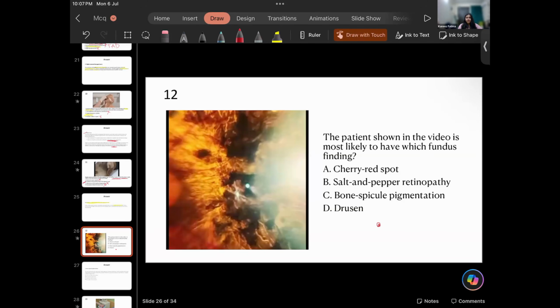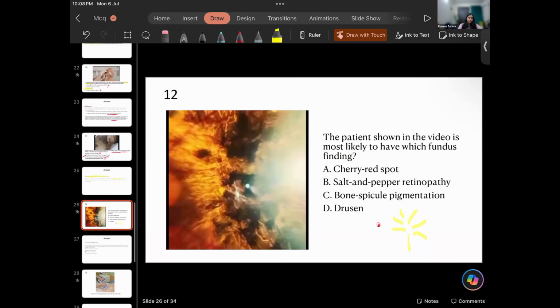Bone spicule pigmentation, yes. The bone spicule pigmentation is seen in retinitis pigmentosa. There is black degeneration of the rods. Drusen doesn't look like this. Drusen basically looks like a yellow macular star kind of thing, which is seen in cases of ARMD, that is age-related macular degeneration. So it is not a drusen, and in cases of drusen, the central vision would be lost. In retinitis pigmentosa, the peripheral vision is lost, and night blindness occurs.